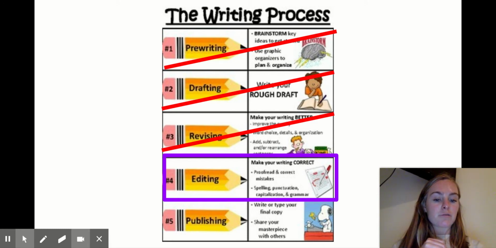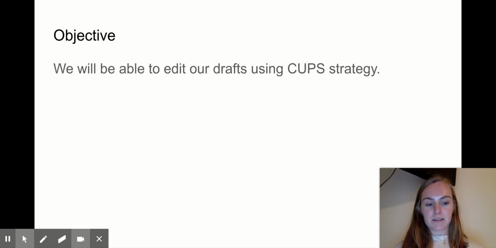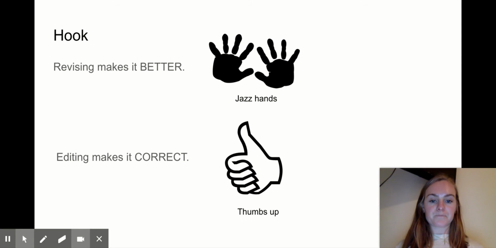This is where we're making our writing correct. We are correcting the mistakes. We're specifically going to correct our spelling, punctuation, capitalization, and our grammar. So let's look at what we will be able to do today. Let's read it together on the count of 3. Ready? 1, 2, 3. We will be able to edit our drafts using the CUPS strategy.